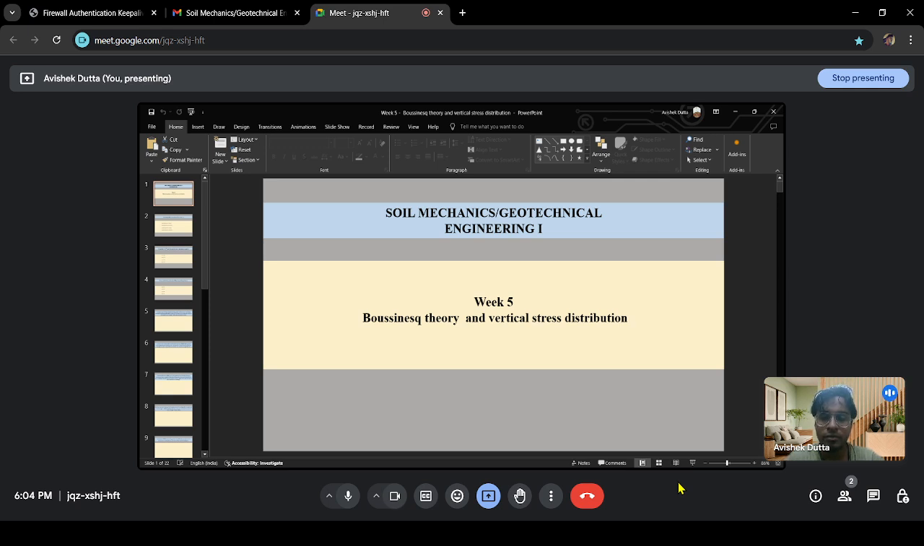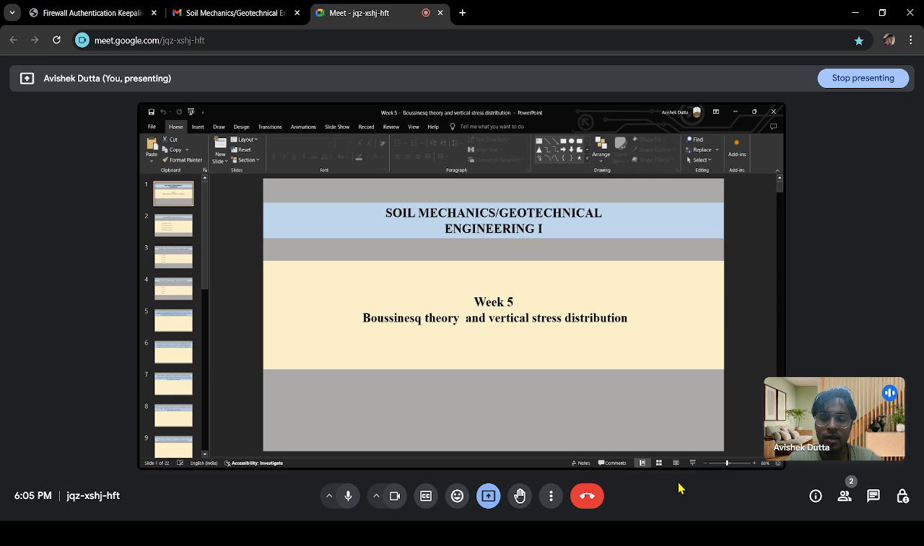This is the fifth live discussion session on the course Soil Mechanics Geotechnical Engineering 1. Today's topic of discussion will be Boussinesq theory and vertical stress distribution. Boussinesq theory is basically with respect to the stress distribution in soils.